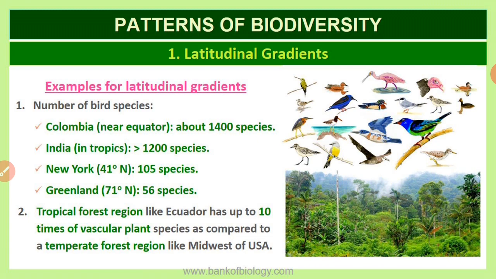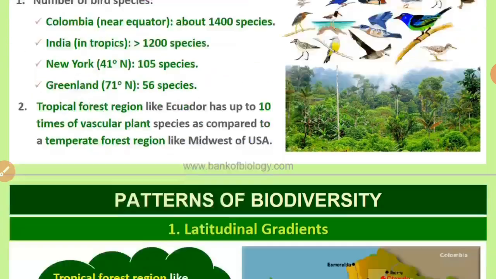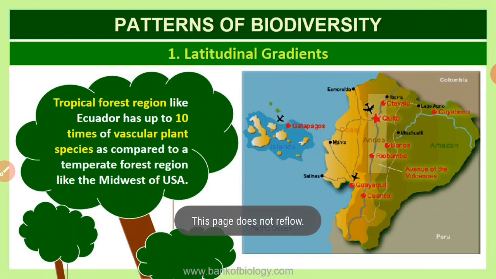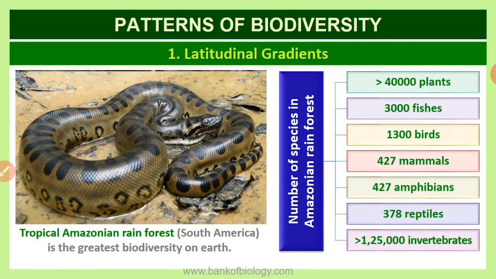Then one question is, why do tropical regions contain more species diversity than the temperate regions? Can anybody answer me? Here you can see, as I already told you, the tropical Amazonian rainforest in South America has the richest biodiversity on earth, as I already mentioned.